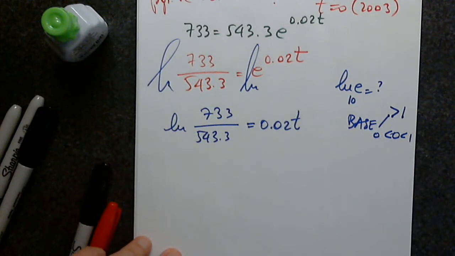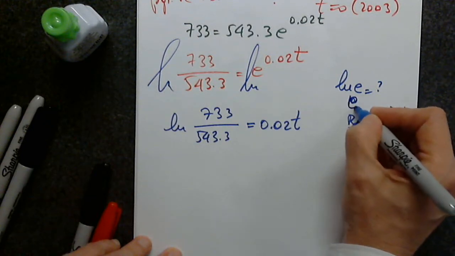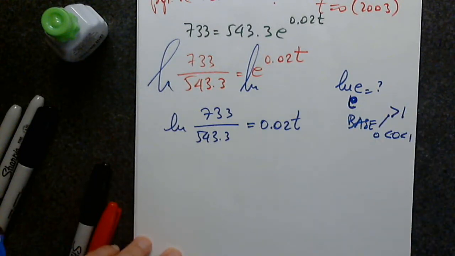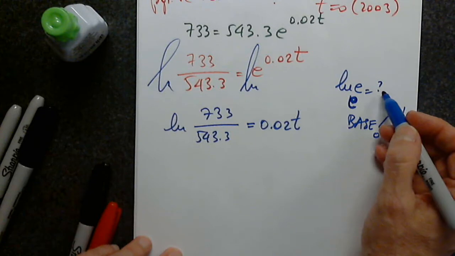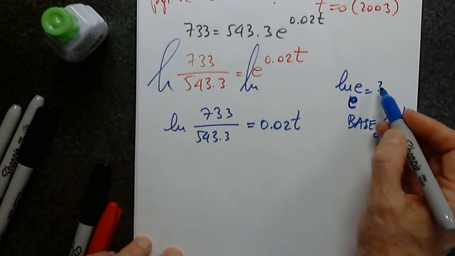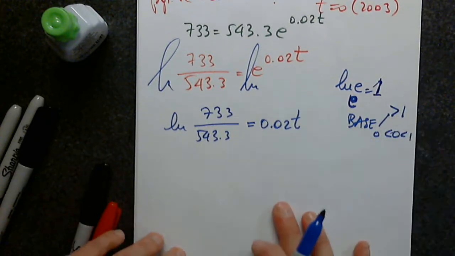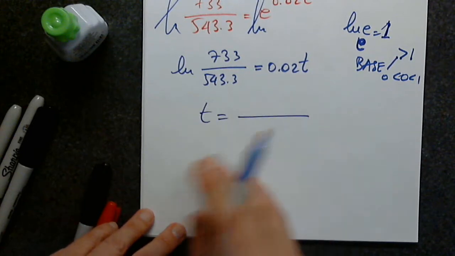So look at the keys of the calculator. What do you think the base for ln is? It's the same key with the inverse function. What is it? ln has base e. That's why it's 1. e raised to which power is e? Right? Okay, very good. So finally, t equals.